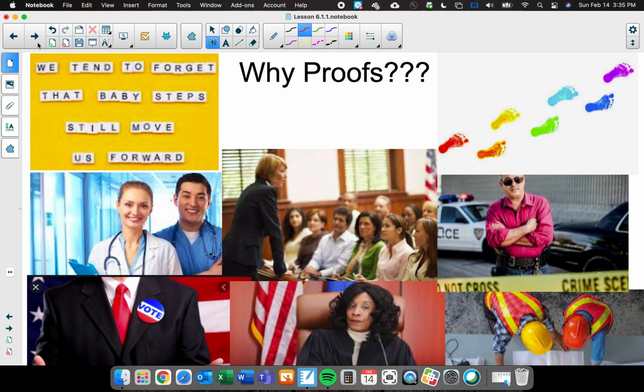All right, so let's take a look. If we keep going, the next question is why proofs in this chapter? Why are we doing that? We're going to start off with baby steps. That's why these first two pictures are here. We're not trying to prove anything that's super big or super important. We're trying to prove that two triangles are congruent. So those are the baby steps versus doctors, nurses, things like that.